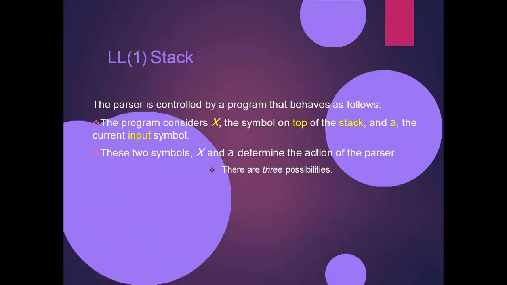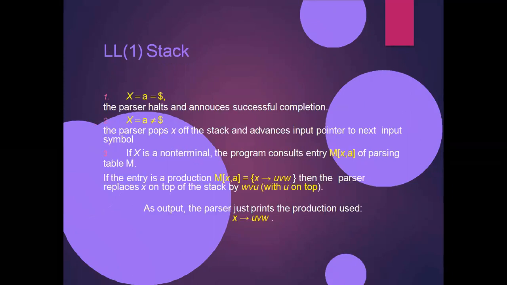The parser is controlled by a program that behaves as follows. The program considers X, the symbol on the top of the stack, and A, the current input symbol. These two symbols, X and A, determine the action of the parser. There are three possibilities to be implemented. I will explain what they mean with an example and show you all of them clearly.